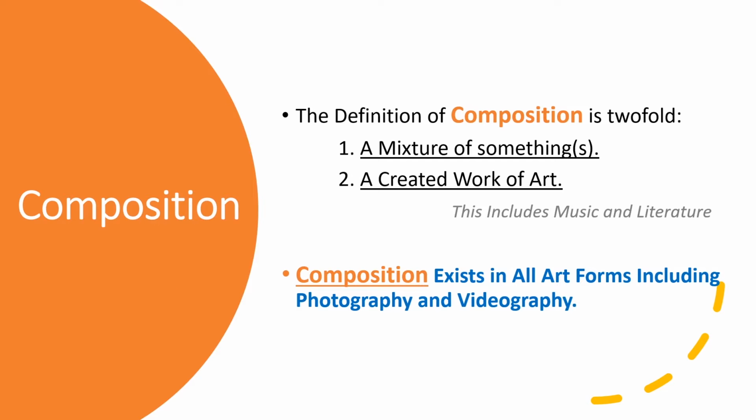Okay, so the definition of composition is twofold. 1. It is a mixture of something or some things. 2. It is a created work of art, and this includes music and literature. Now, like I said, composition exists in all art forms, and that does include photography and videography.